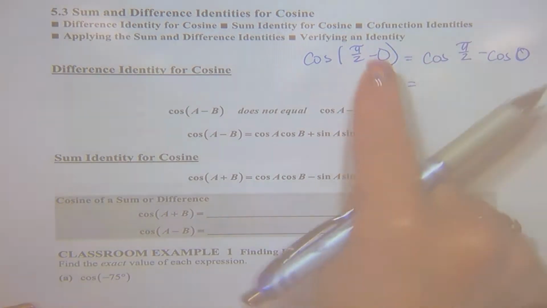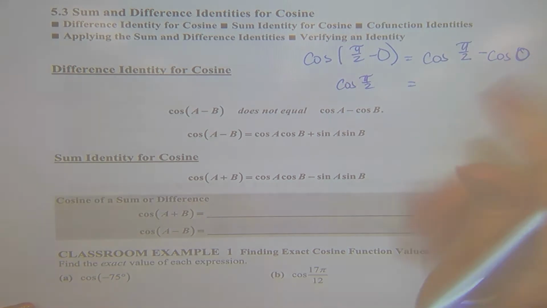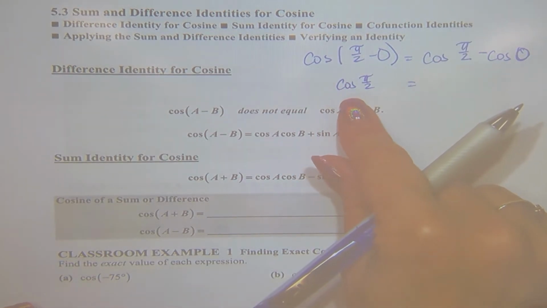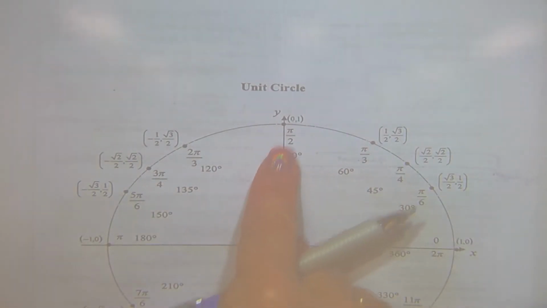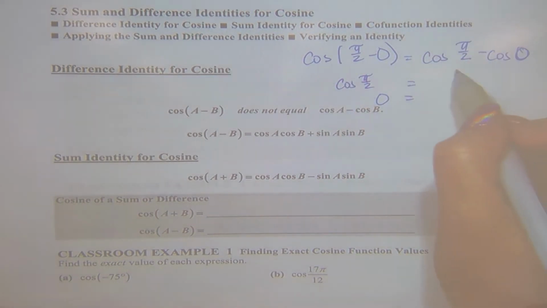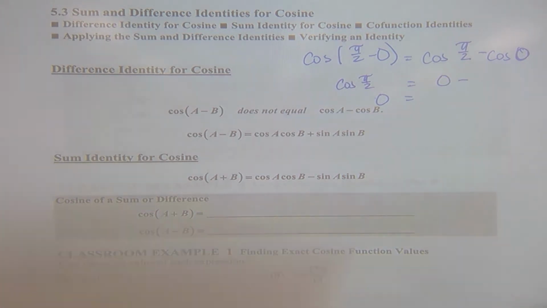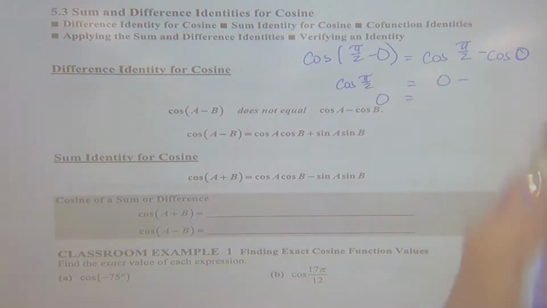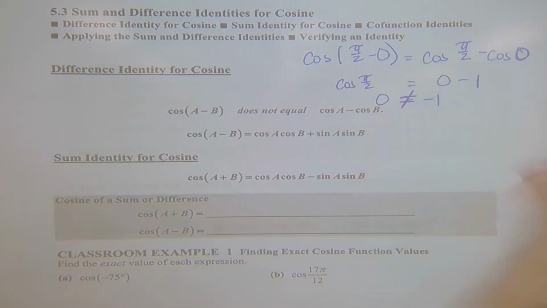Well, let's look at the left side. Pi half minus 0 is just pi half, right? So that would be cosine pi half. What is the cosine of pi half? Well, pi half is my 90-degree angle. Up here, cosine is 0. So the left side of that equation is equal to 0. On the right side, we just said cosine of pi half is 0. What is cosine at 0? Well, the cosine at 0 is 1. So the right side of my equation, 0 minus 1 is negative 1, and 0 is not equal to negative 1. Remember that if I can find just one counterexample, it's not an identity.